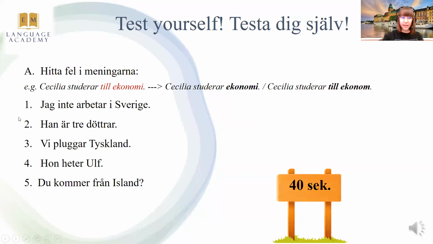And then you have 5 cases here, and so your task is to be a teacher and to correct the mistakes. So you have 40 seconds for this daunting task, and you may begin.